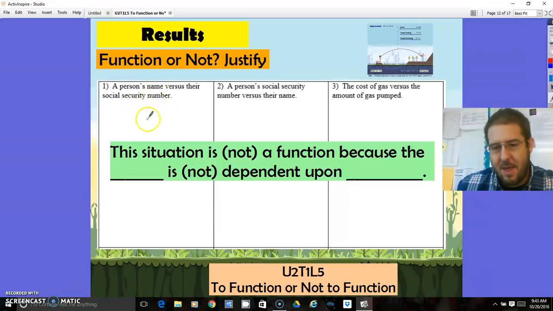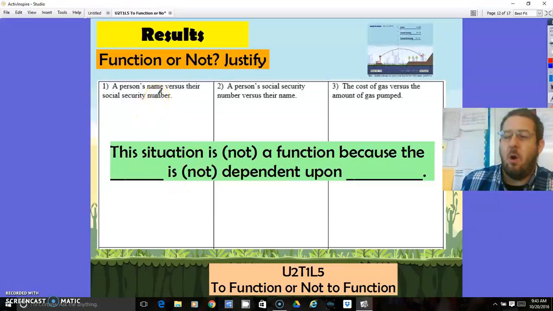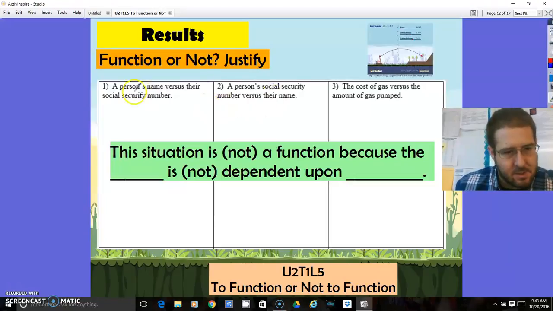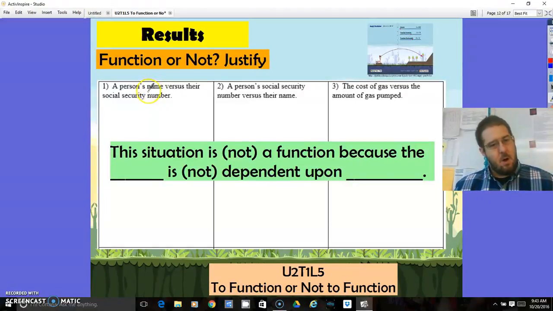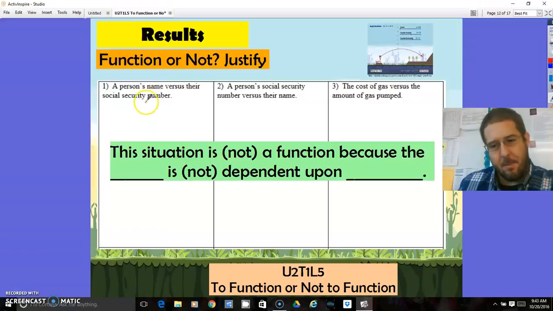So, determining if each of these is a function or not. In order for it to be a function, one has to be dependent upon the other, and each answer can only have one result. A person's name versus their social security number. A person's social security number is dependent upon a person's name. No, that's not true. A person's name depends on its social security number.